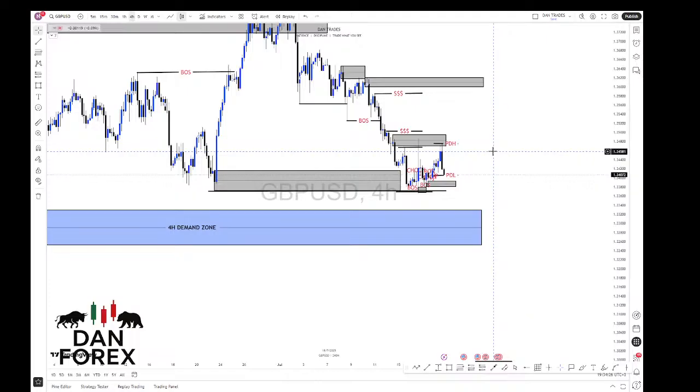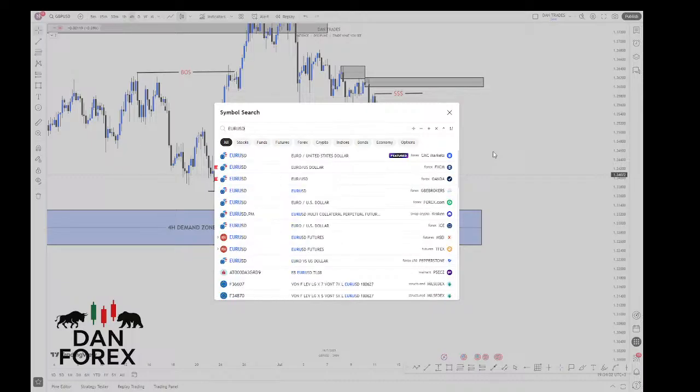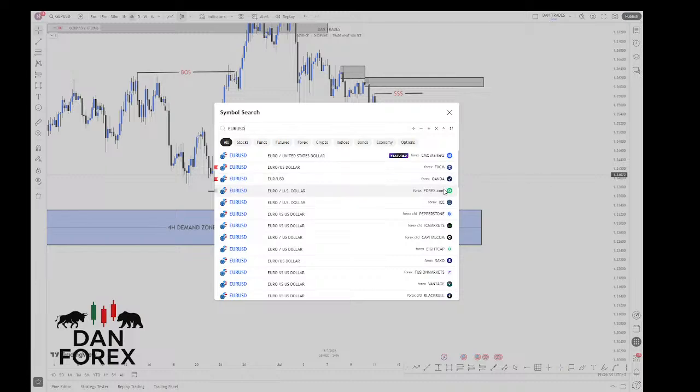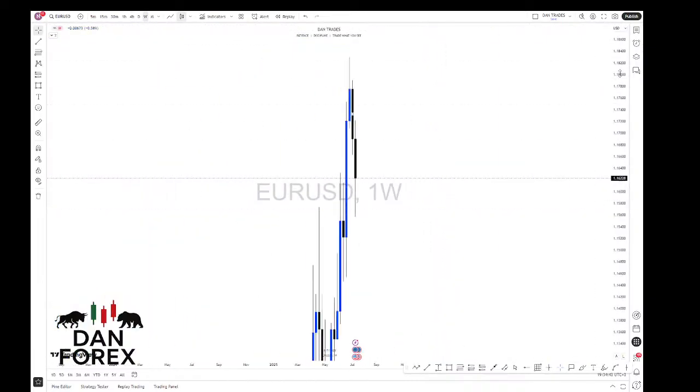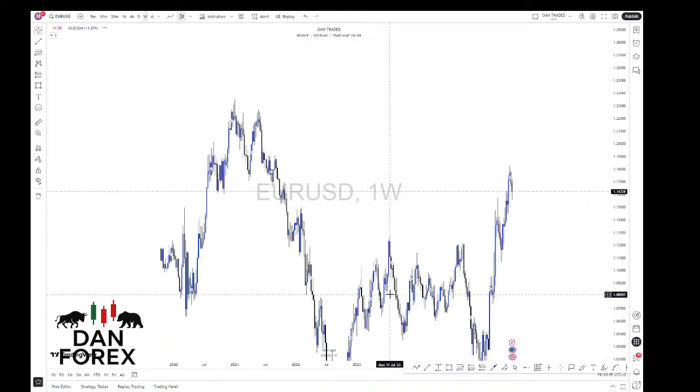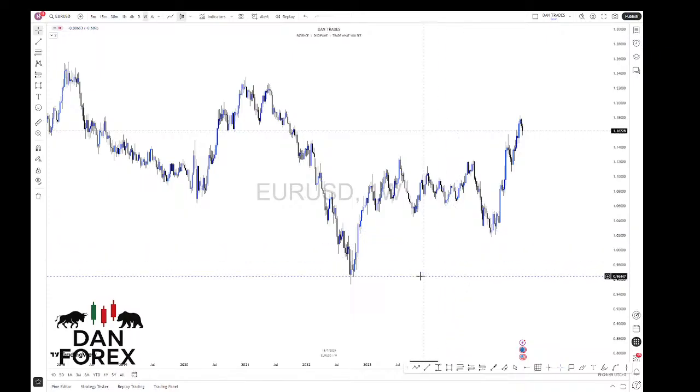Right, so that's it on GBP USD. So let's go to Euro USD. So on Euro USD, let's go to weekly. We all know all these pairs on how they move, Euro USD and GBP USD.